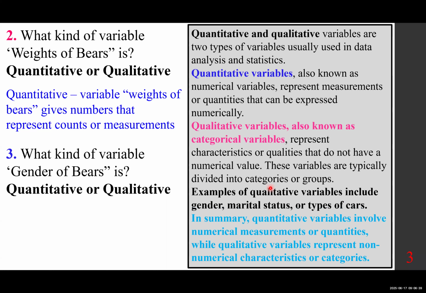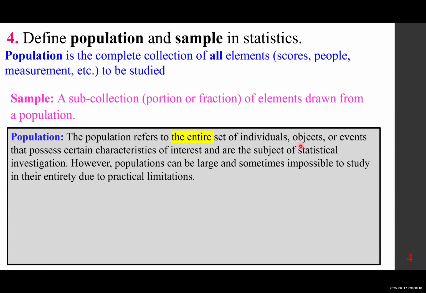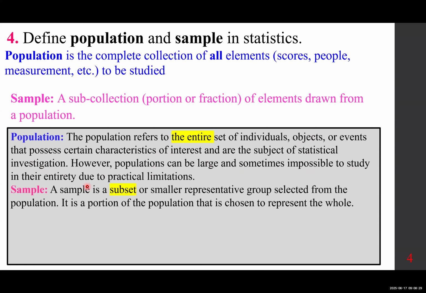More precisely, the population refers to the entire set of individuals, objects, or events that possess certain characteristics of interest and are the subject of statistical investigation. However, populations can be large and sometimes impossible to study in their entirety due to practical limitations. A sample is a subset or small representative group selected from the population. It is a portion of the population that is chosen to represent the whole.